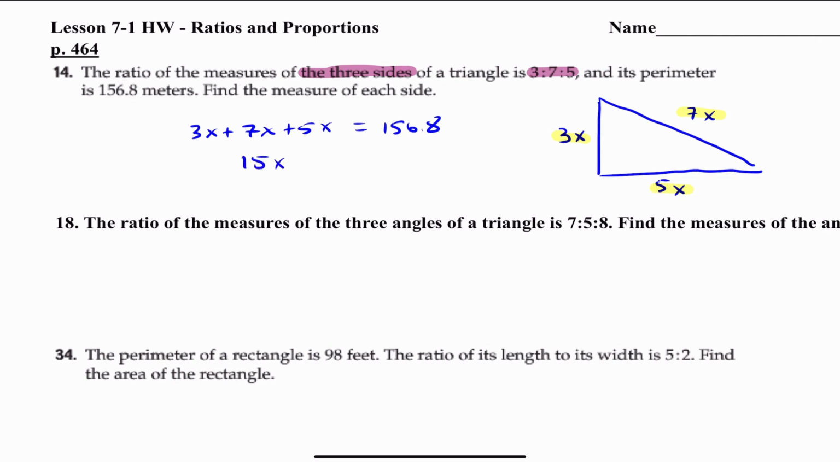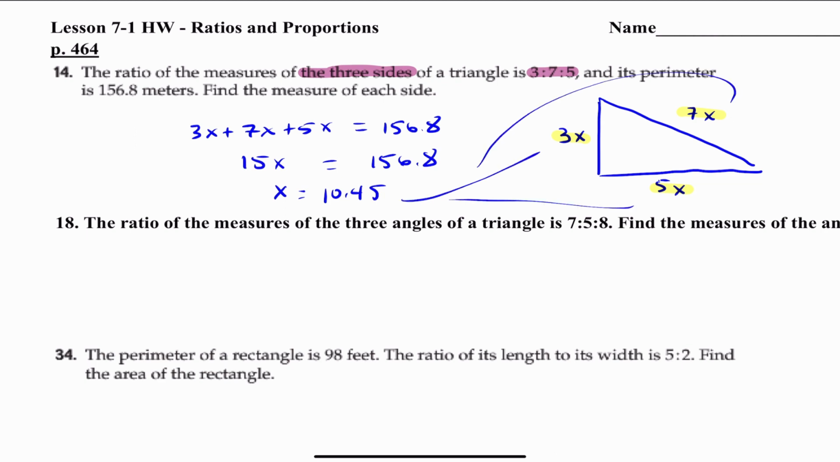That's going to give me 15x, which is equal to 156.8. Solve for x, and you're going to get 10.45. And then go ahead and start plugging them in. And that's how you find the measure of each side. So don't stop here. Plug them into this, this, and this, and you should get your answer.